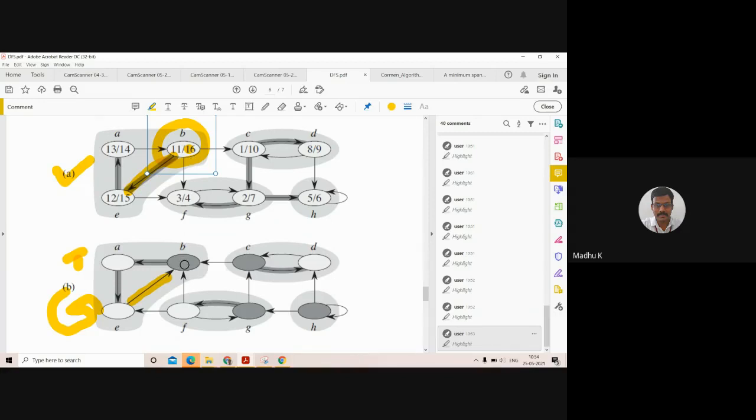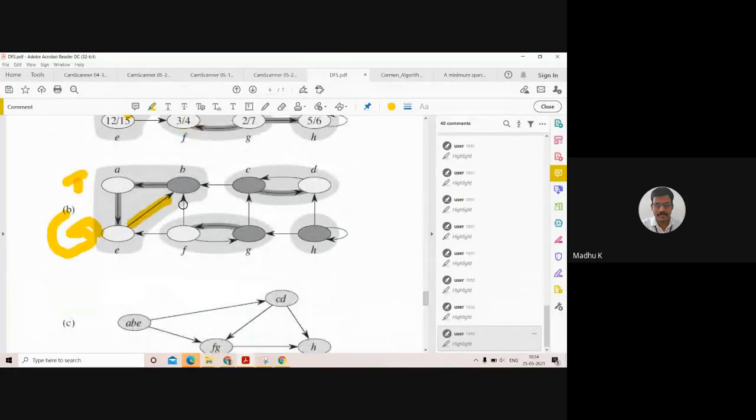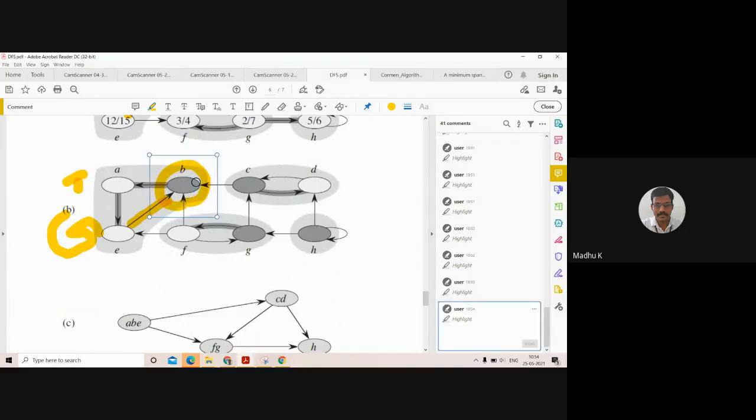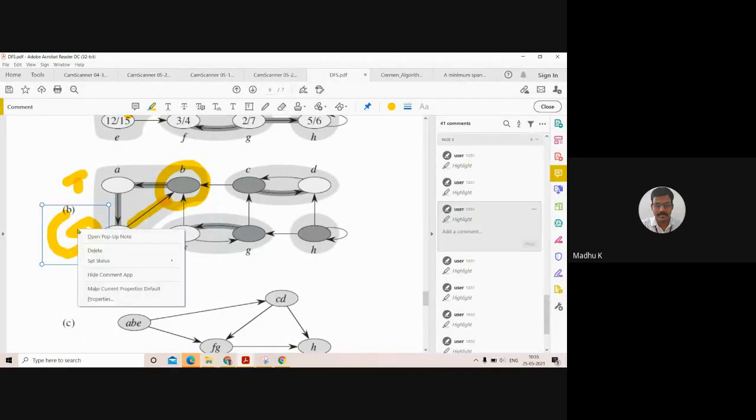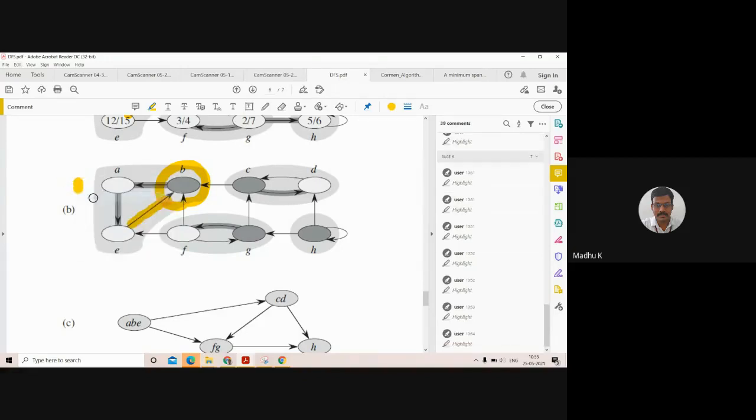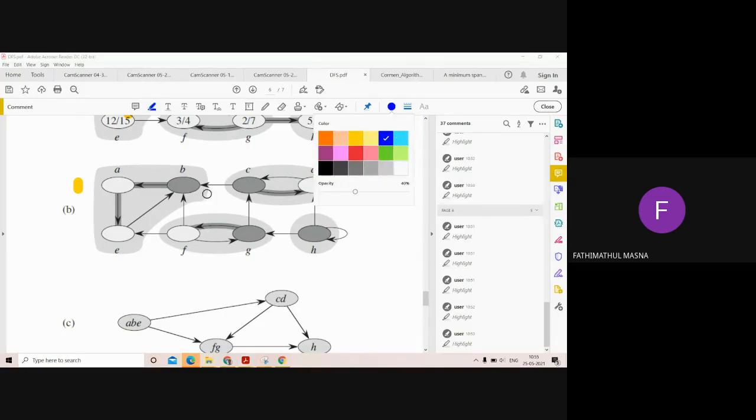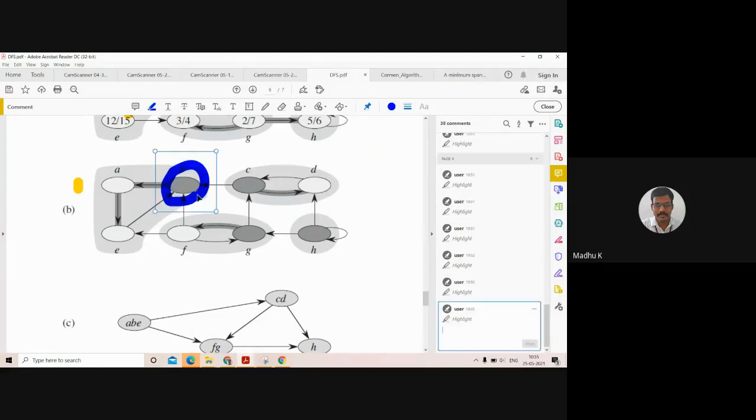So perform DFS. You can note here, this is G transpose, and this is G. B is the vertex here, and B is the last finished vertex, so I should start the DFS from here. Then where will I move? I perform simple DFS there. My question is, why did I take B? Because B is the last finished vertex. So I started from the vertex B.